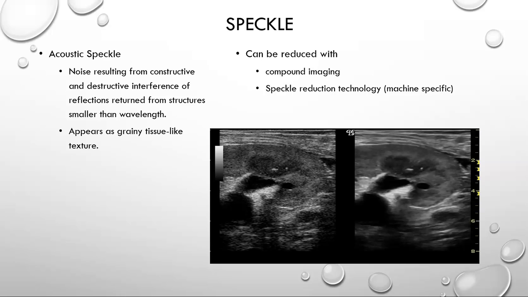We talked a little bit about acoustic speckle earlier. Again, speckle is noise resulting from constructive and destructive interference of reflections returned from structures that are smaller than the wavelength of the sound. These appear as a grainy tissue-like texture on our ultrasound. Speckle can be reduced with compound imaging and special speckle reduction technology that is machine specific. Here we see an image with speckle on the left and reduced speckle in the image on the right.